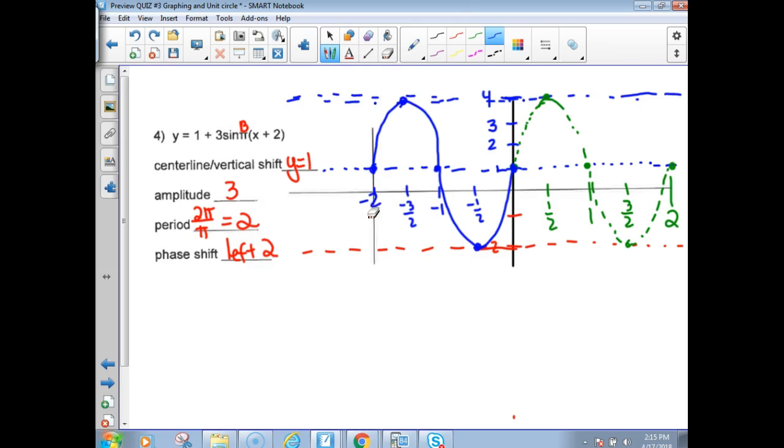Okay, so the first point here is at -2, 1. The second one's -3 halves, 4. The third one's -1, 1. The fourth one's at -1/2, -2. And the last one is at 0, 1. I didn't space this very well, but oh well, that's still going to be an acceptable looking graph. All right, that's it for graphing today. You will have 6 graphs on the quiz though.